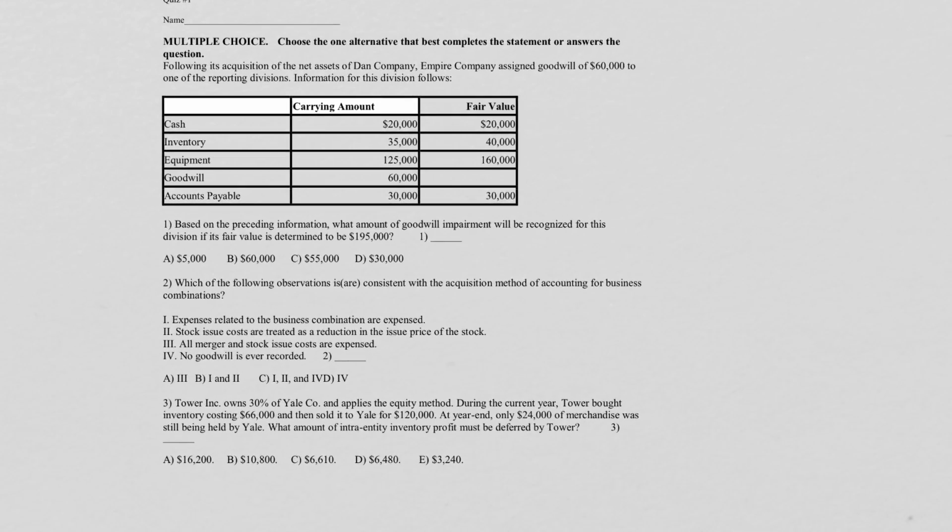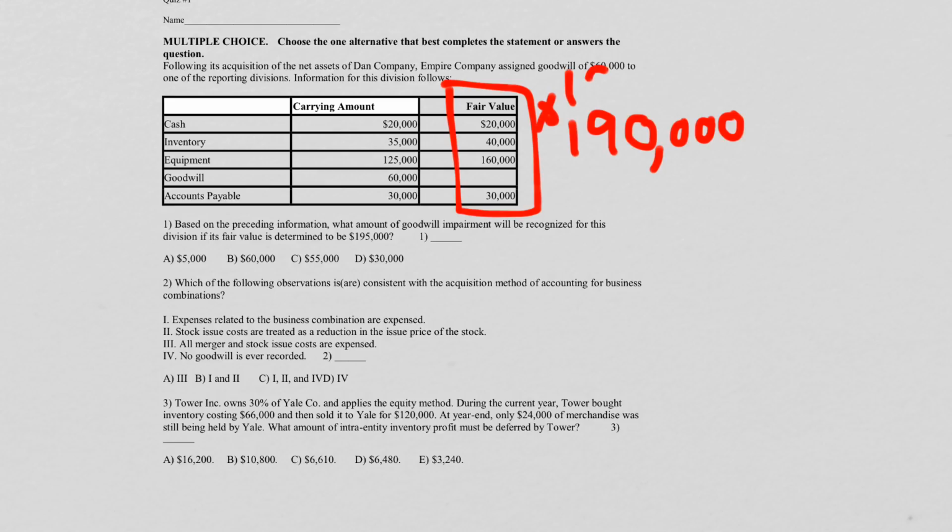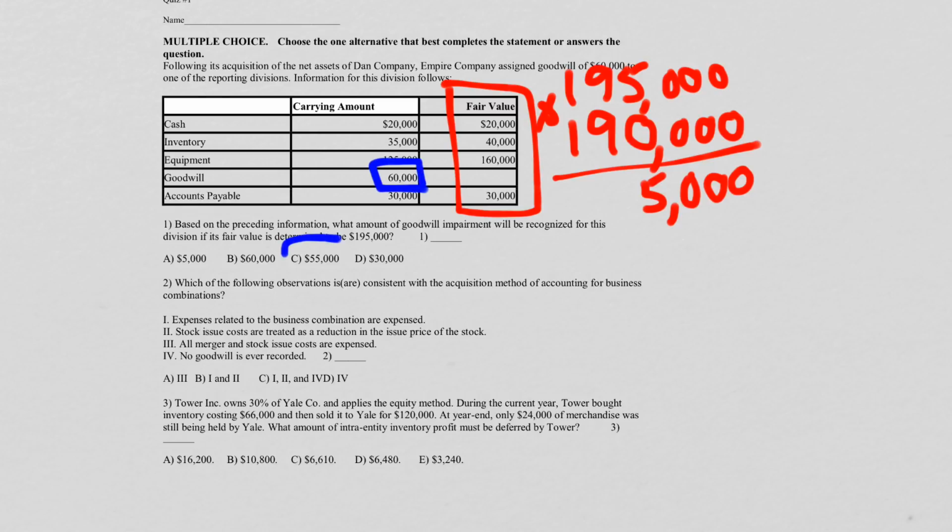Let's take a look at the first question, which was asking how much of the goodwill impairment was recognized. So we want to know the impairment amount. In order to do that, we take a look at the fair value here of the known assets. We come up with a total of 190. We compare it to the new total of 195, which the problem tells us, which means the new implied goodwill is 5. The carrying value was 60, so the write-down is 55.